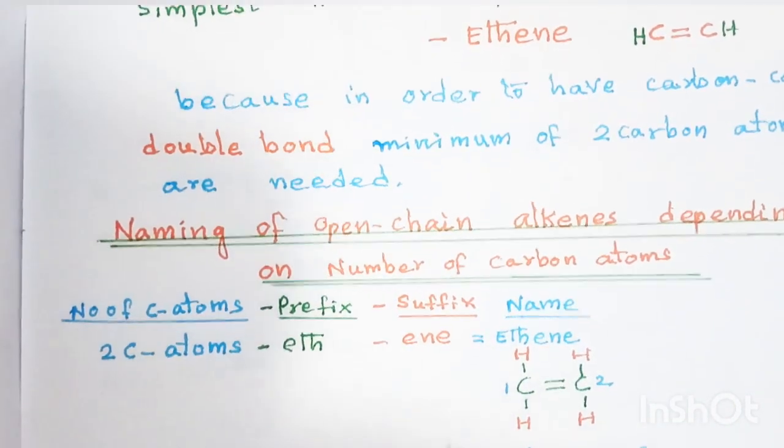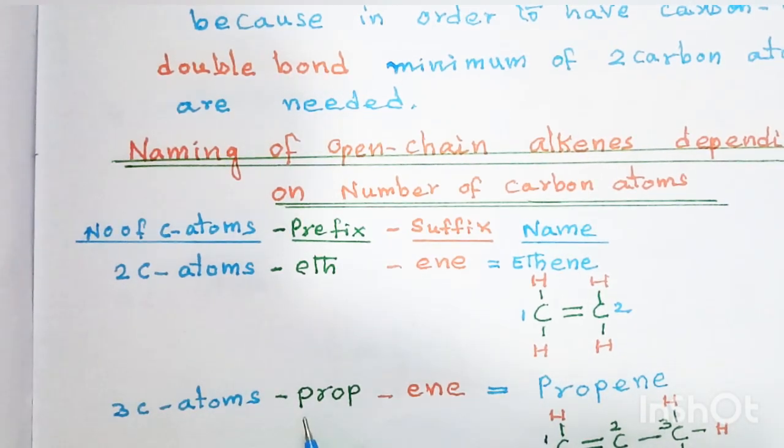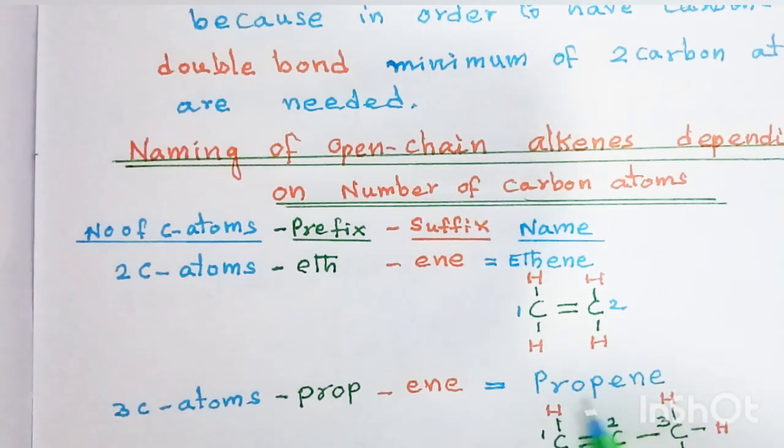Now, if the alkene contains 3 carbon atoms, the prefix is prop. Prop stands for 3 carbon atoms. Ene stands for a double bond. So, an alkene with 3 carbon atoms is called propene. So, we have 1, 2, 3 carbon atoms, a double bond between the first and second carbon atoms, and a single bond between the second and third carbon atoms. The first carbon already has a double bond with another carbon, so it needs 2 more bonds. So 2 more hydrogens are attached to it.